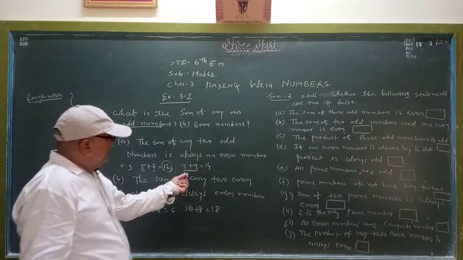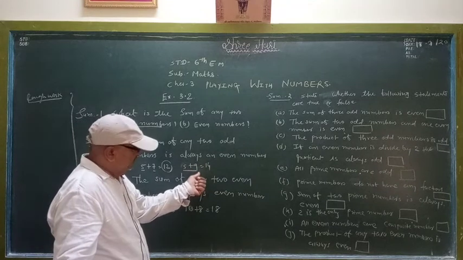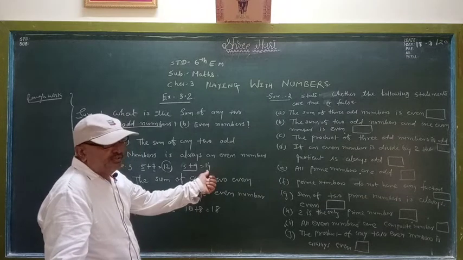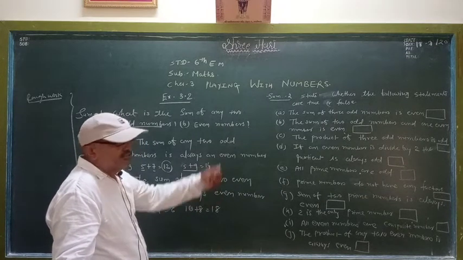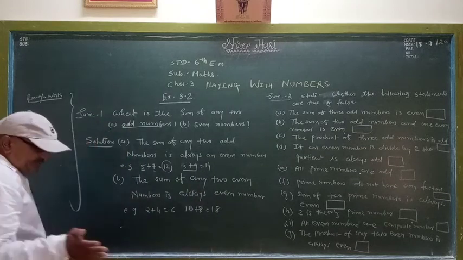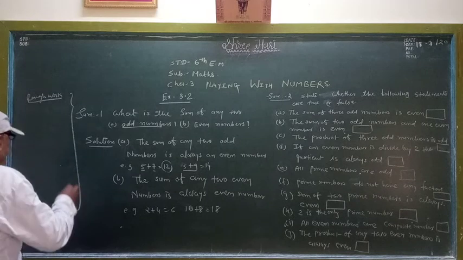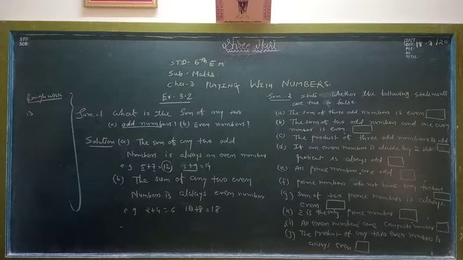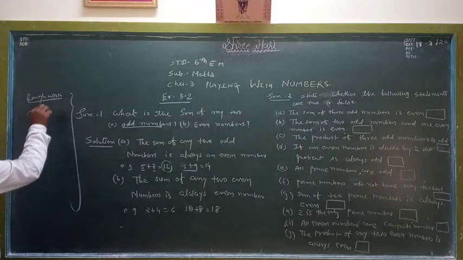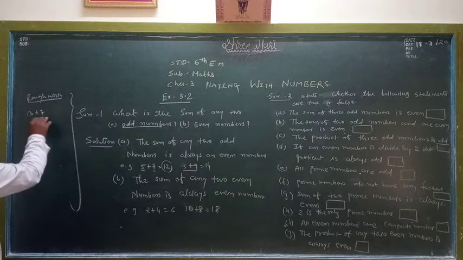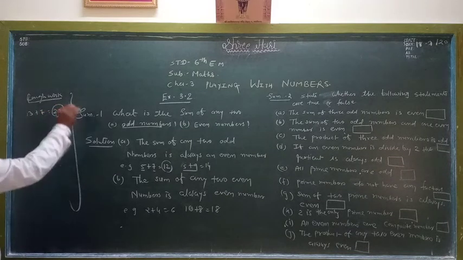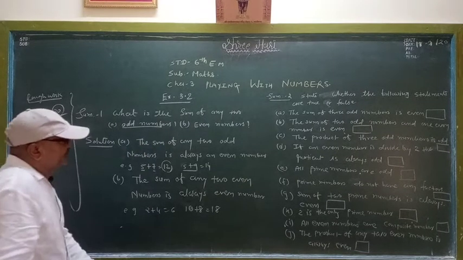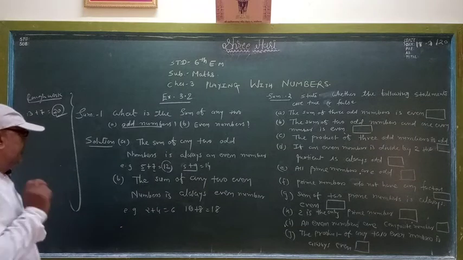So you can see here 5 and 9 are both odd numbers, but the sum of 5 and 9 we get 14, and 14 is an even number. You can take any example yourself. Suppose 13 is odd and 7 is also odd. 13 plus 7 is equal to 20. 20 is even. So it is true, the sum of any two odd numbers is always an even number.